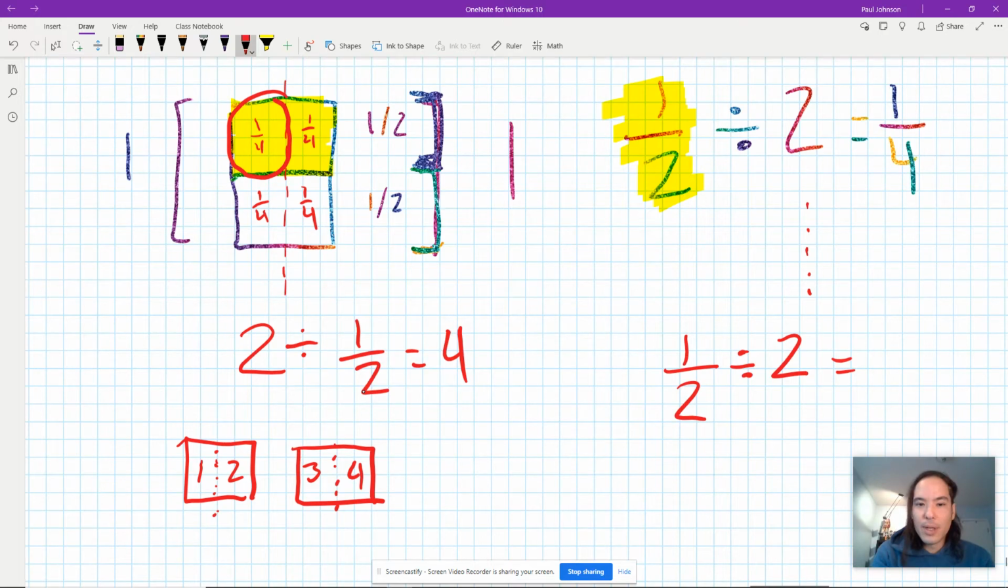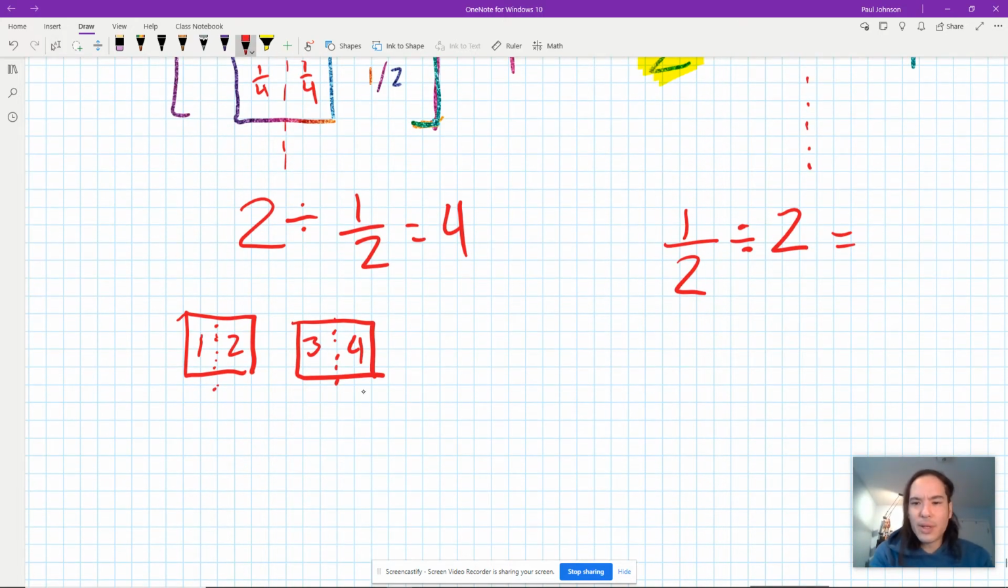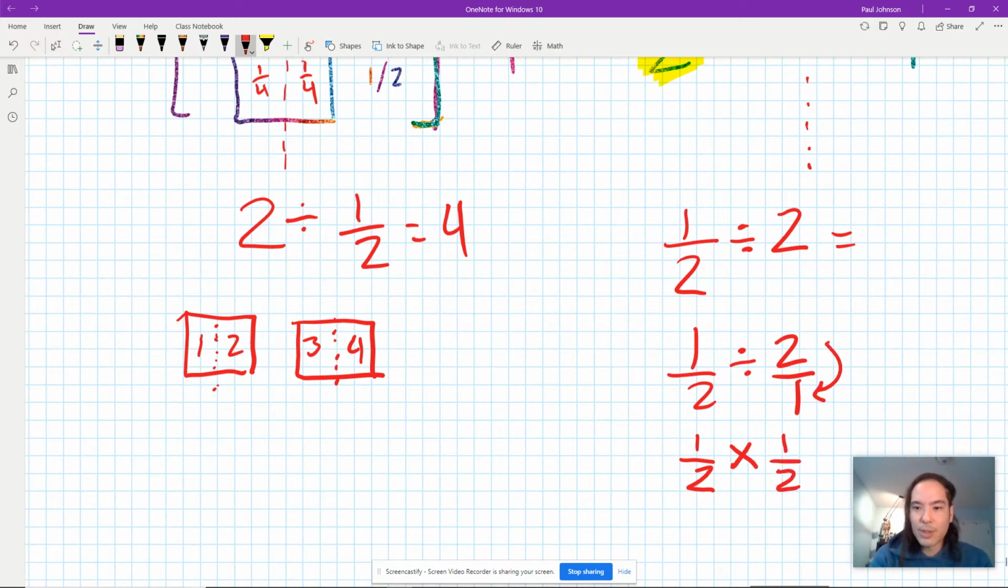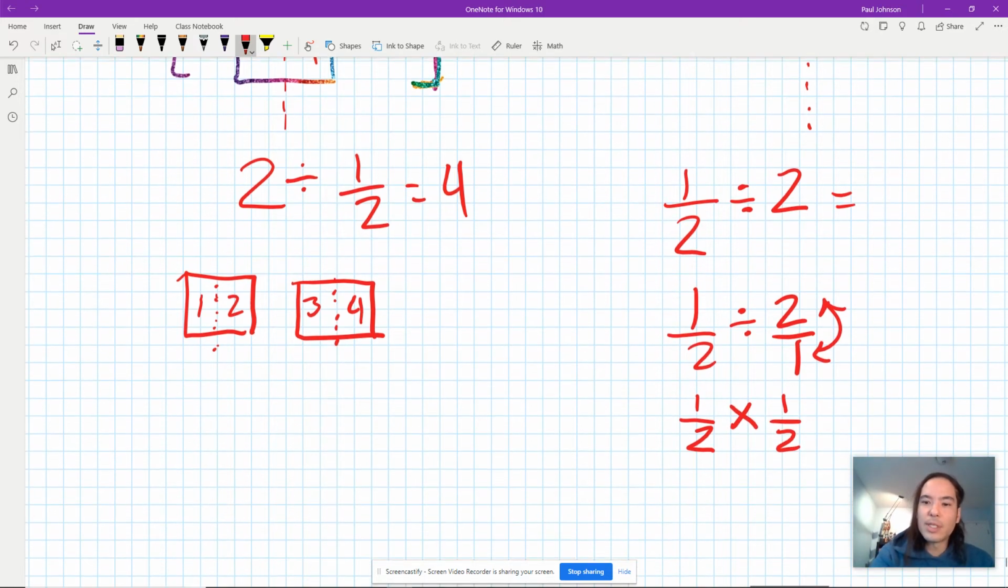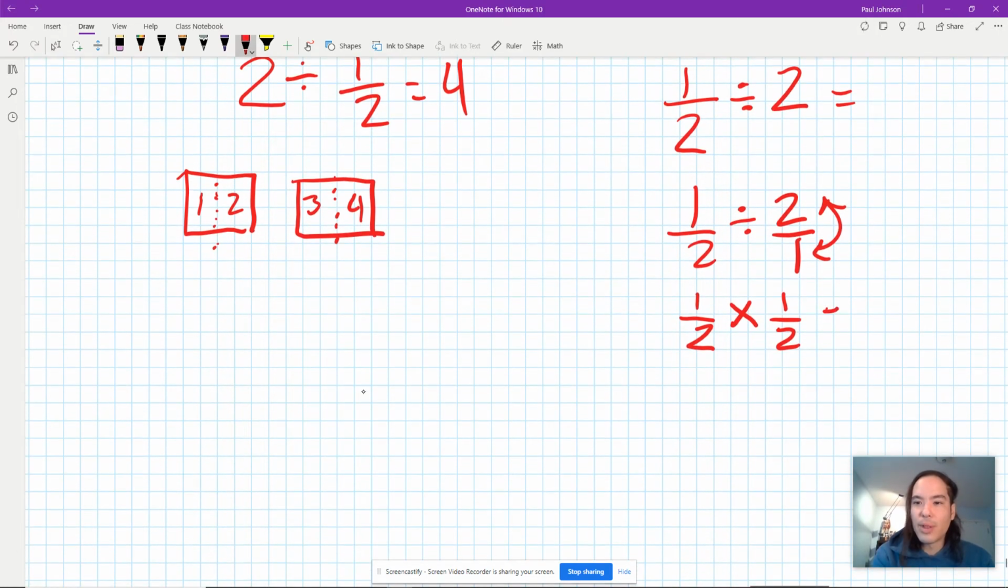So if we did, let's just do the algorithm. 1/2 divided by 2/1. Remember, any whole number becomes a fraction with a 1 as the denominator. Then let's do keep change flip: keep the first fraction the same, change the division sign to a multiplication sign, and flip the second fraction by putting the bottom number, the denominator, on top and the numerator on the bottom. 1 times 1, top times top, is 1. Bottom times bottom, 2 times 2, is 4.